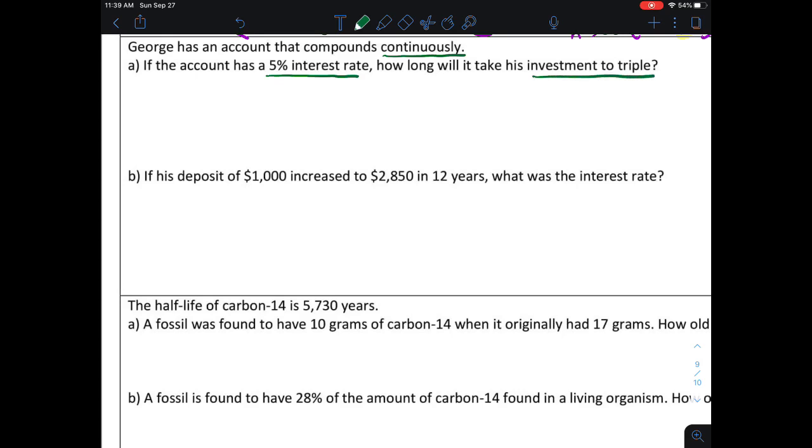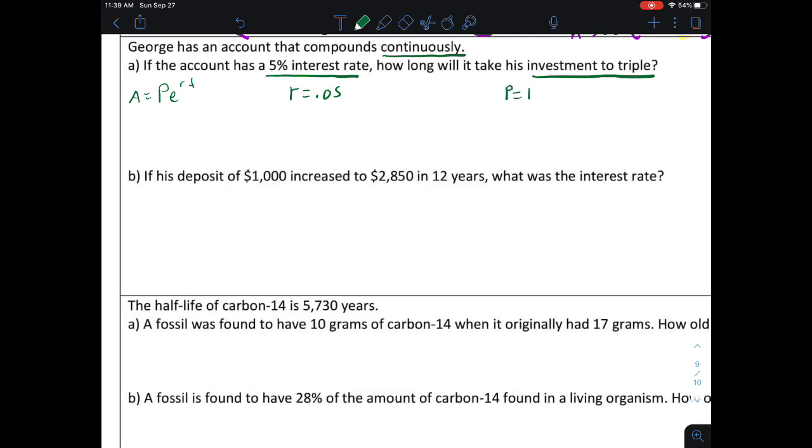Now, the fact that we're compounding continuously means that we're going to use PERT. So we've got A equals P times e to the rt power. Well, the interest rate of 5% means r is 0.05. We don't know what t is, and we also don't know what his initial amount is. But what we do know is we need his investment to triple.